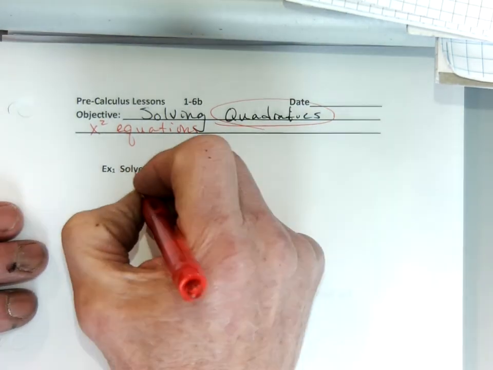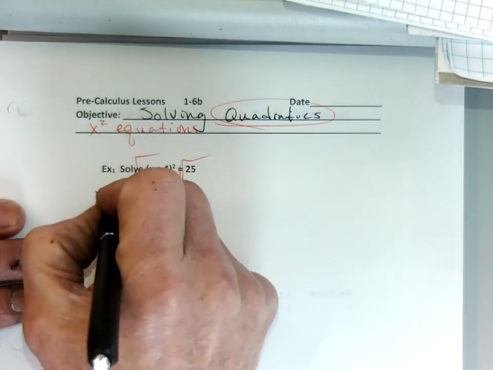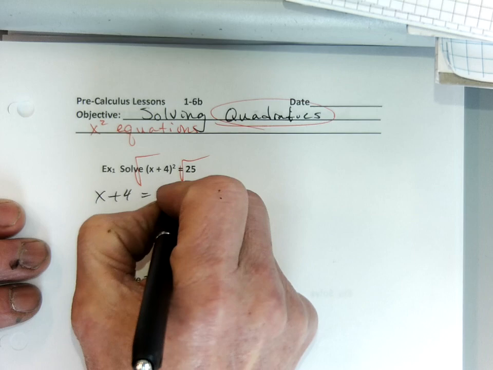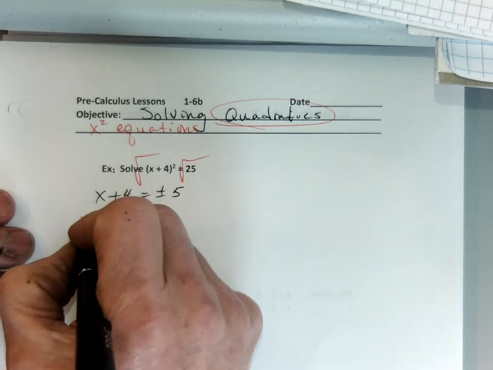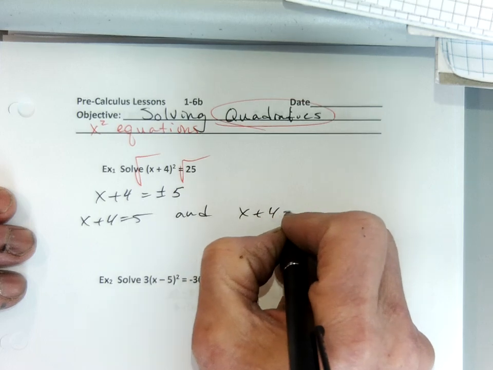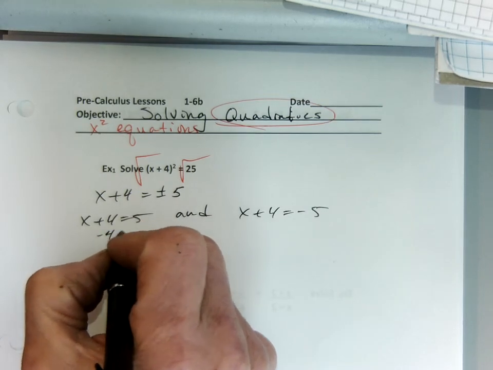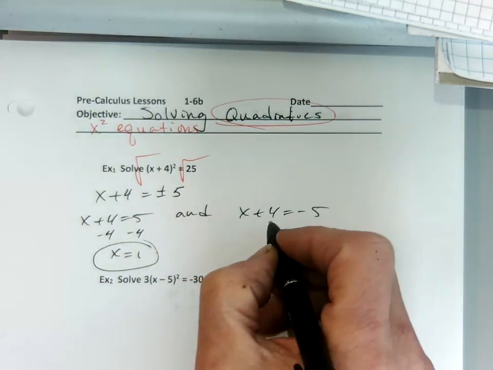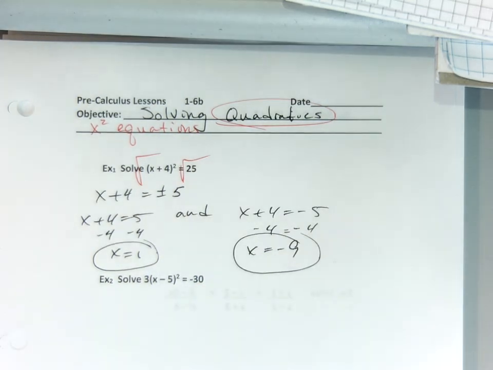Every day square both sides. How many answers? Plus or minus, right? So we're going to go straight to x plus 4 equals plus or minus 5, right? And then x plus 4 equals 5, and x plus 4 equals negative 5, right? Minus 4, x equals 1, minus 4, x equals negative 9, okay? Okay, thumbs up, everybody. Good, easy.